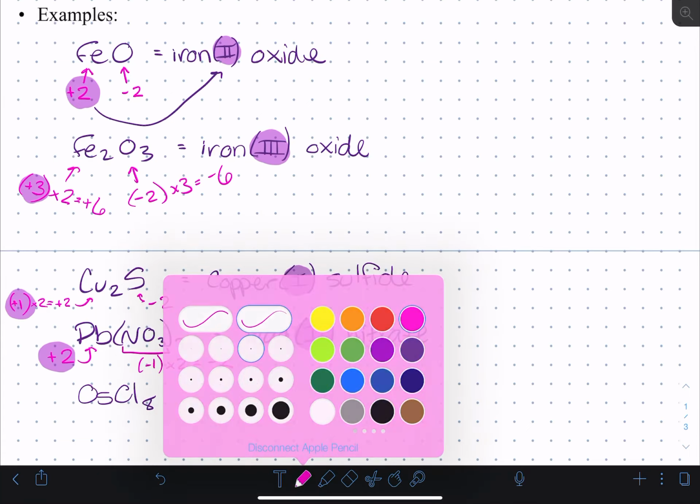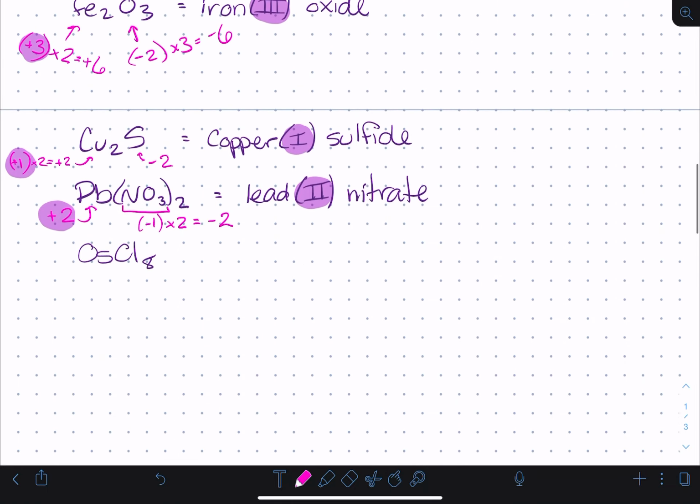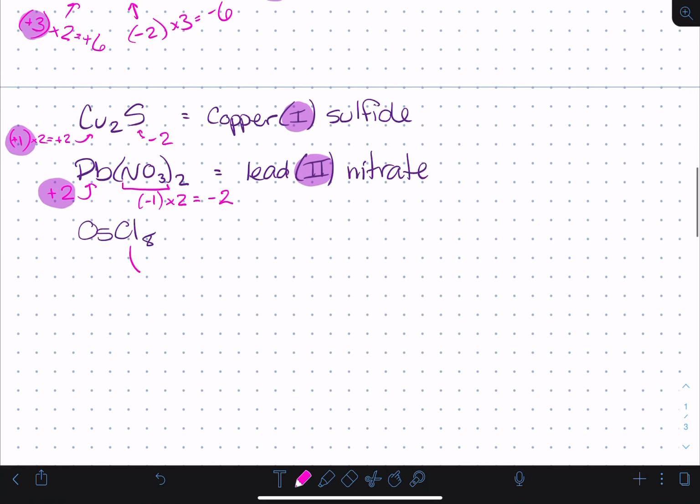And then last but not least, we have chlorine, and its family likes to form charges of -1. There are 8 of them in this formula, so that gives us a total of -8, which means that our osmium must have a charge of +8. So this will be osmium(VIII) chloride.